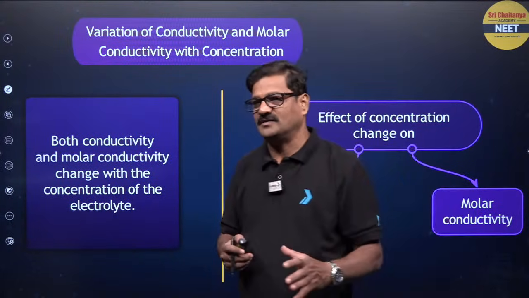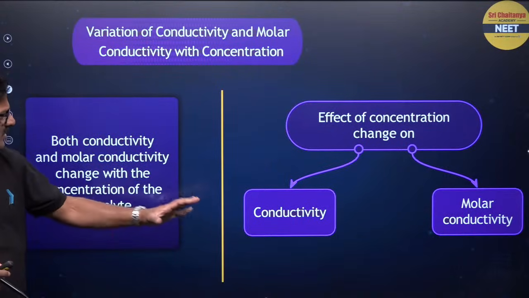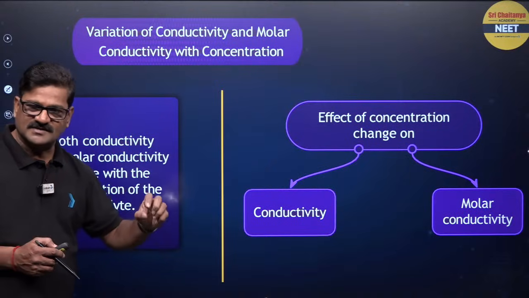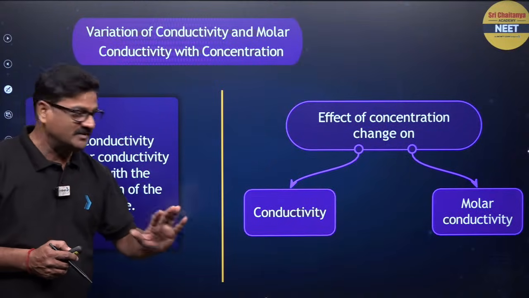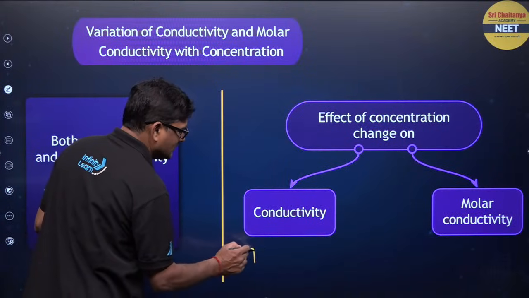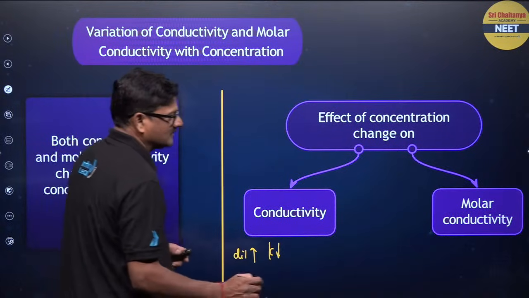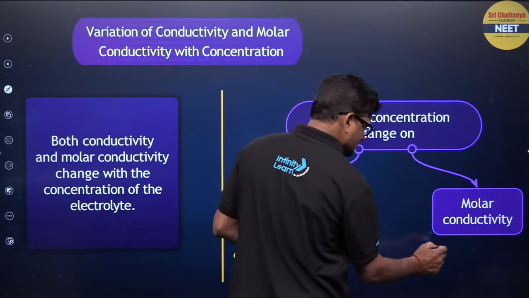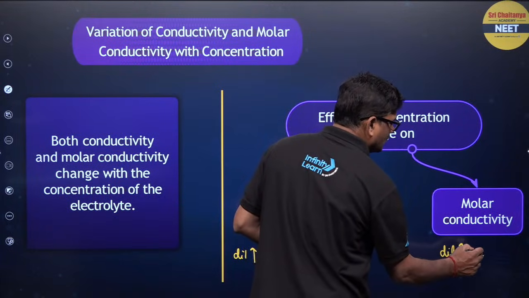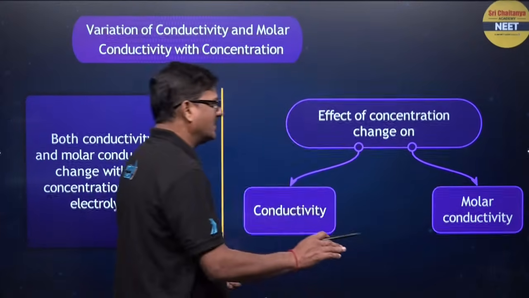molar conductivity, effect of concentration change. So you have conductivity and the molar conductivity. If concentration is decreased, that is, on dilution, conductivity decreases. Dilution increases, conductivity K value decreases. Here, as dilution increases, molar conductivity increases. So various reasons are there.